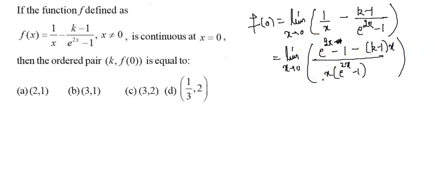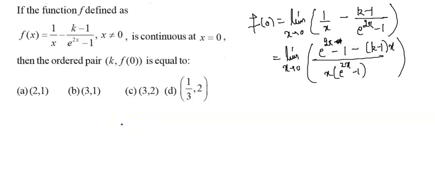We know that the expansion of e to the power x is 1 plus x plus x square by 2 factorial plus x cube by 3 factorial and so on. So expansion of e to the power 2x will be 1 plus 2x plus (2x) square by 2 factorial, (2x) cube by 3 factorial and so on. So we have to use that expansion here. Let's try that.